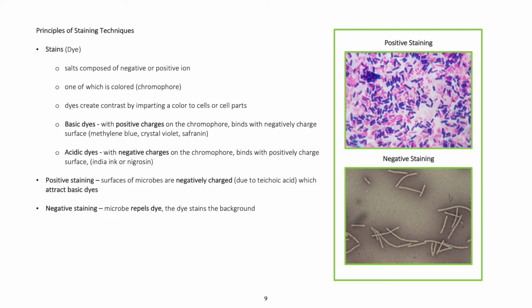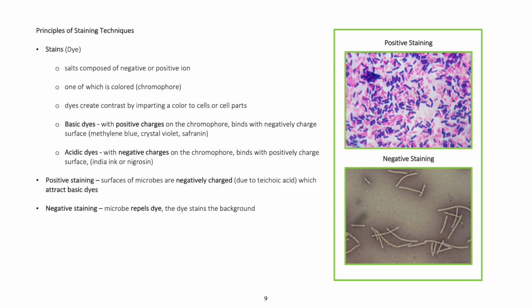Basic dyes, with positive charges on the chromophore, bind with negatively charged surfaces. Examples: methylene blue, crystal violet, safranin. Acidic dyes, with negative charges on the chromophore, bind with positively charged surfaces. Examples: India ink or nigrosin.